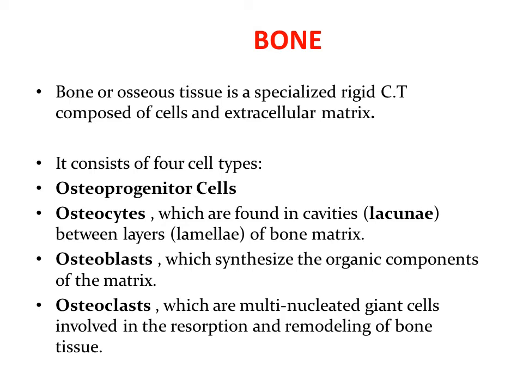cell types: osteoprogenitor cells; osteocytes, which are found in cavities called lacunae between layers of the bone matrix, the lamellae; osteoblasts, which synthesize the organic component of the matrix; and osteoclasts, which are multinucleated giant cells involved in the resorption and remodeling of bone tissue.